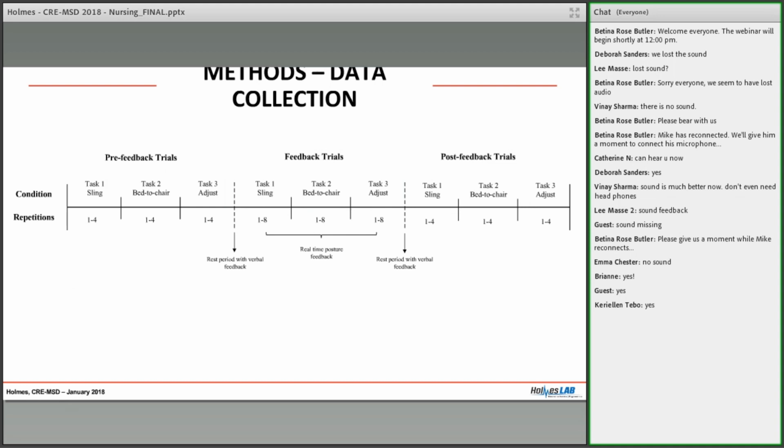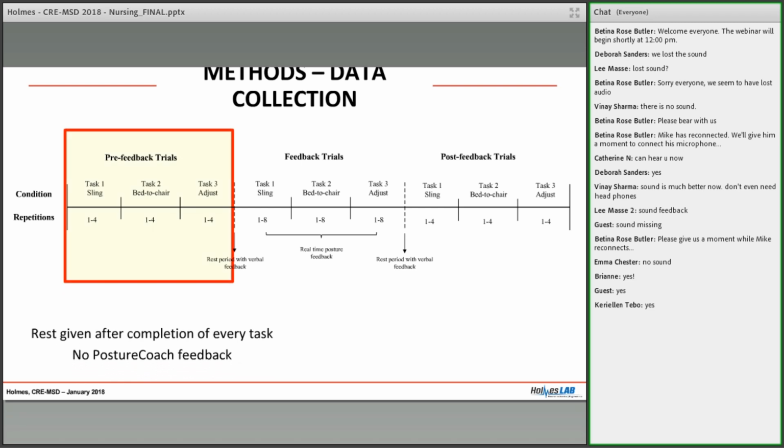Our data collection timeline looked like this. We had a series of pre-feedback trials, a set of feedback trials, and then we finished off the session with another collection of post-feedback trials. So during our pre-feedback session, there was rest given between each of the tasks. So the participants performed each of the 3 patient handling maneuvers, and there were 4 repetitions performed of those tasks. So 4 repetitions each. And in this case, the PostureCoach system was turned off, so there was no feedback.